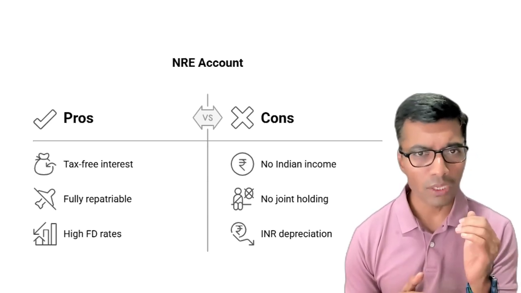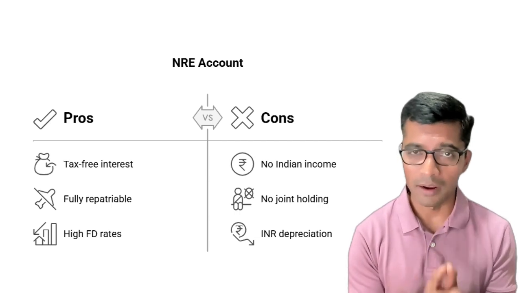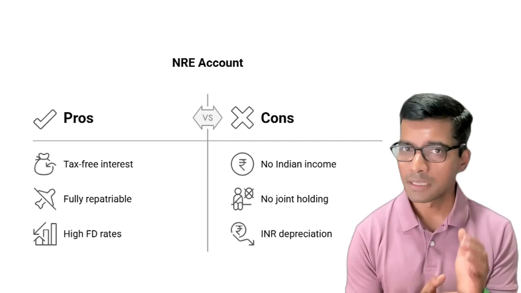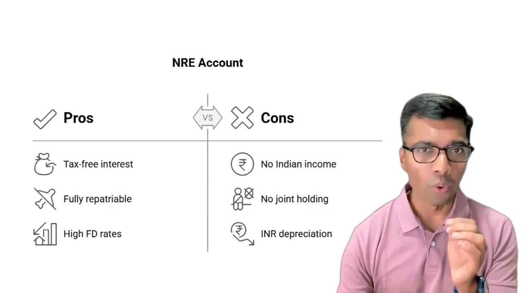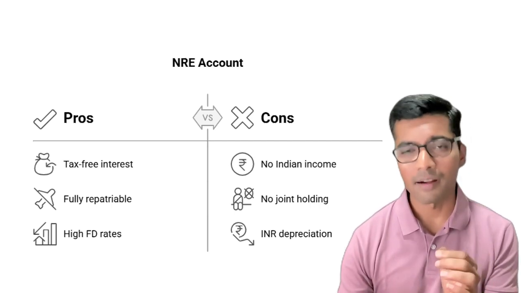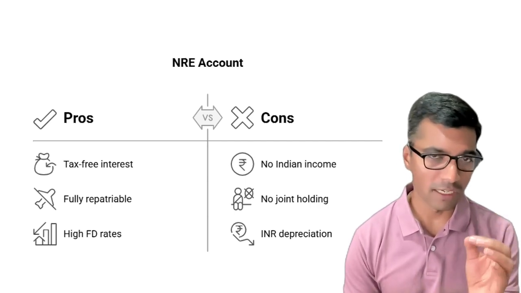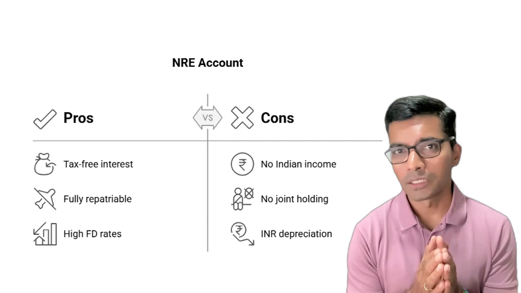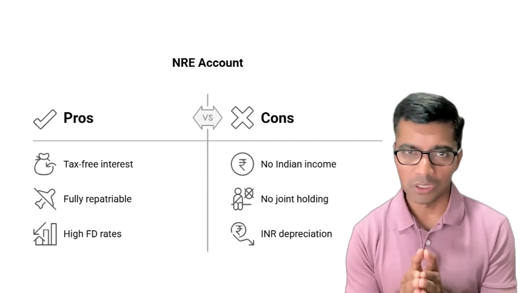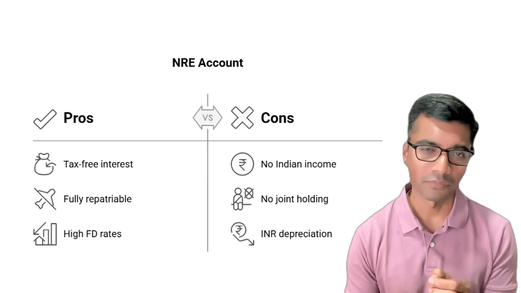Cons. You can't deposit income from India into the NRE account. Second, you can hold the accounts only with another NRI or PIO, but you can't hold the accounts with the resident of India jointly. Third, it's subject to INR depreciation because you are holding the funds in Indian rupees.